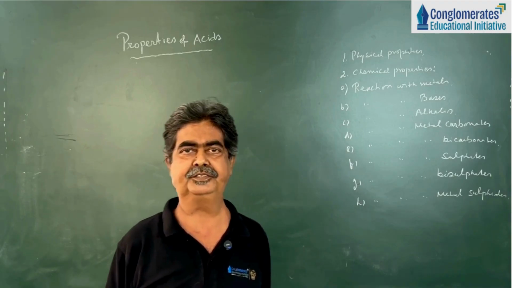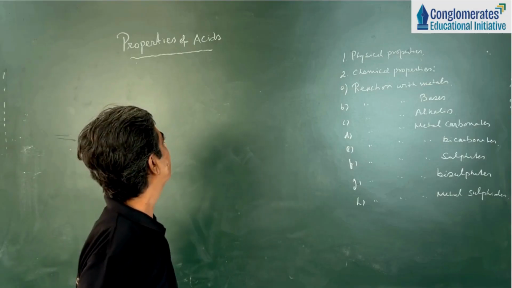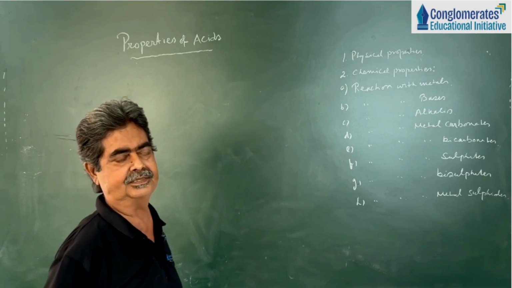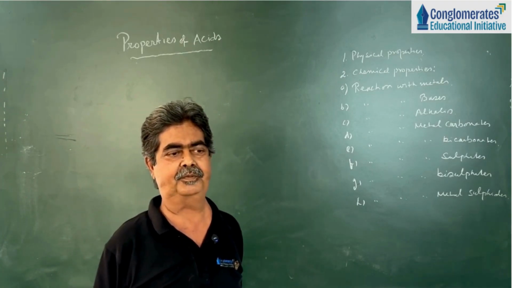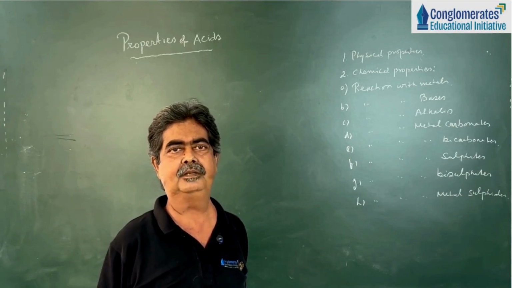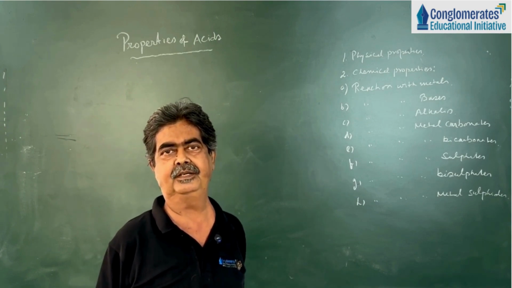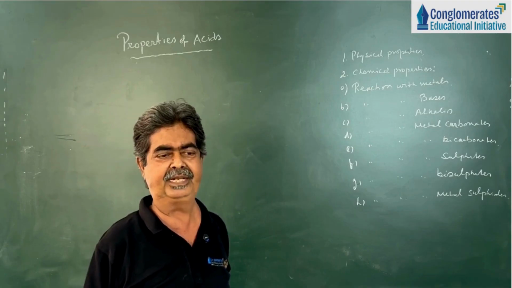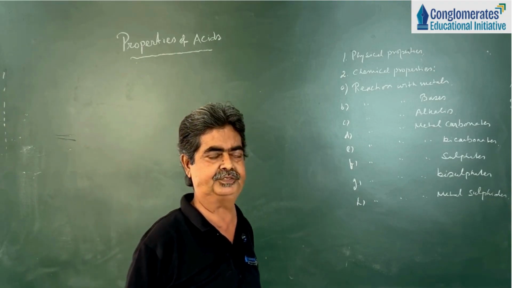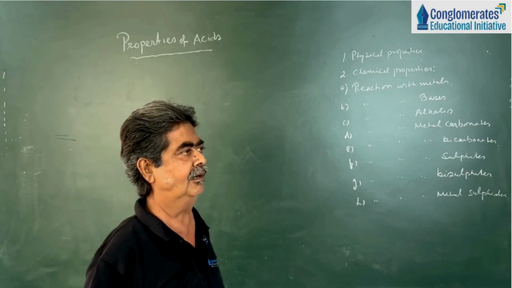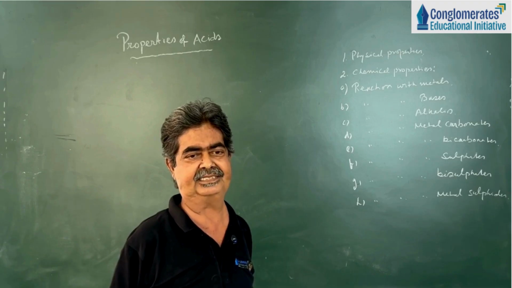Now today I'll continue the previous chapter, that is acids, bases, and salts, that is properties of acids. Last class I discussed the definition and other properties, including the preparation of acids. Today exclusively I'll teach only properties of acids, mainly mineral acids like HCl, H2SO4, and HNO3. Actually, mineral acids usually, when they are in dilute condition, act as an acid.